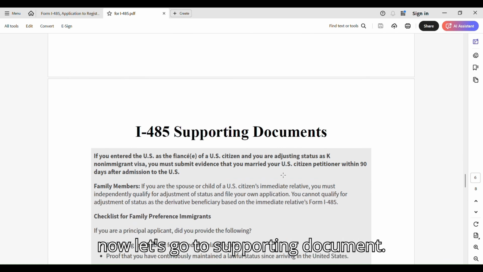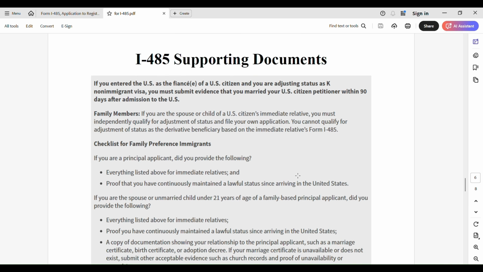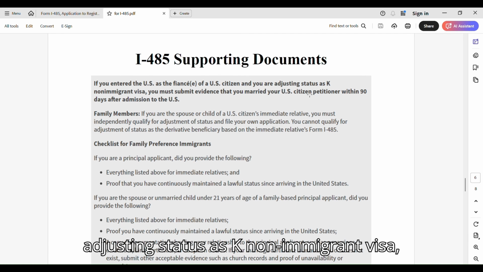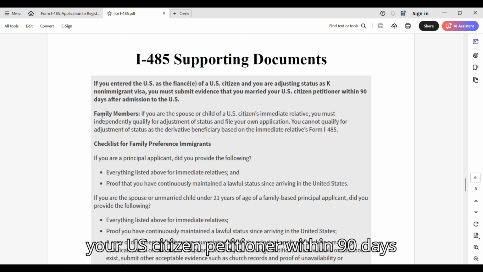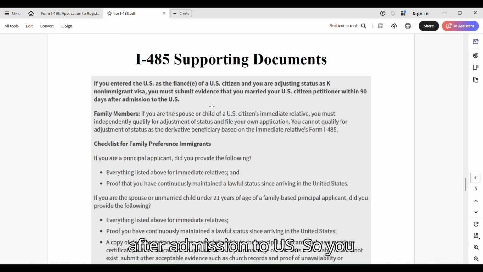So now let's go to supporting documents. I-485 supporting documents will be different from case to case. For example, if you entered the U.S. as a fiancé of a U.S. citizen and you are adjusting status as a K nonimmigrant visa holder, you must submit evidence that you married your U.S. citizen petitioner within 90 days after admission to the U.S.